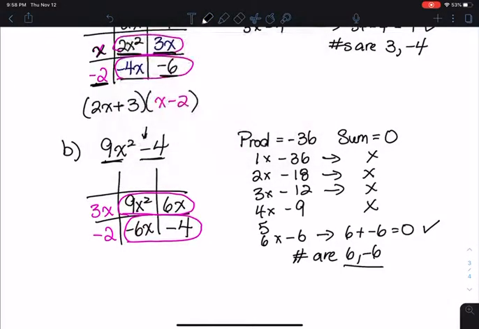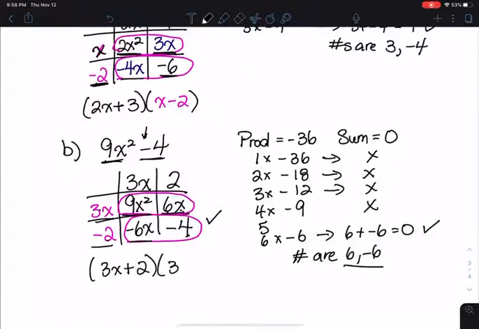Then going vertically, 3x times what gives me 9x squared? That's 3x. I can check it. 3x times negative 2 does give me negative 6x. Then 3x times what gives me positive 6x? That's 2. 2 times 3x gives me 6x. 2 times negative 2 gives me negative 4. So it worked out. So my factors are 3x plus 2 and 3x minus 2.